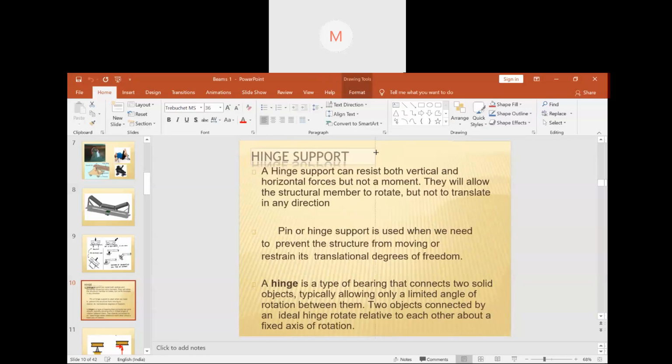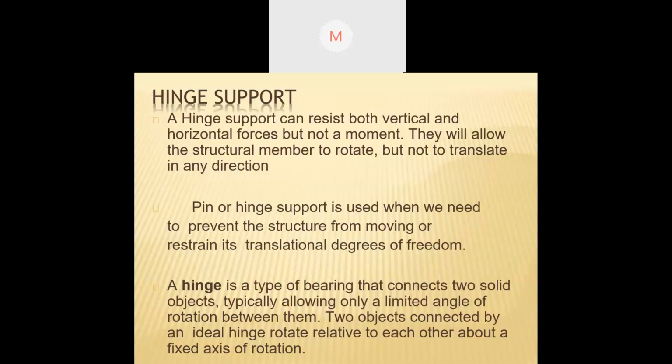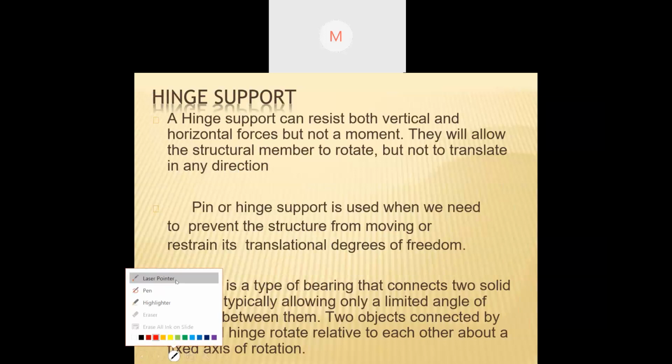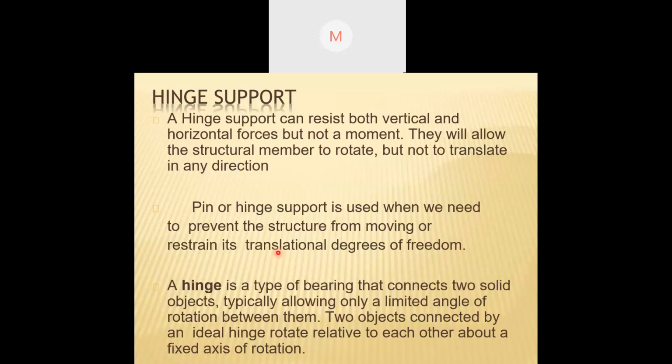What is actually hinge support? So hinge is what? Hinge can resist both vertical and horizontal forces, but not a moment. Now moment means what? Moment is force into perpendicular distance, right?